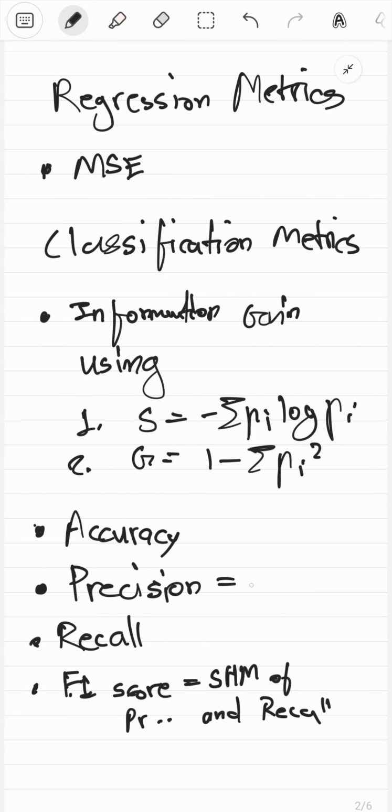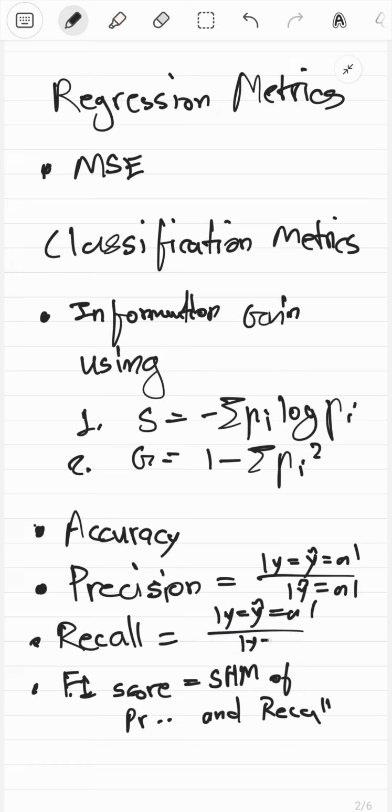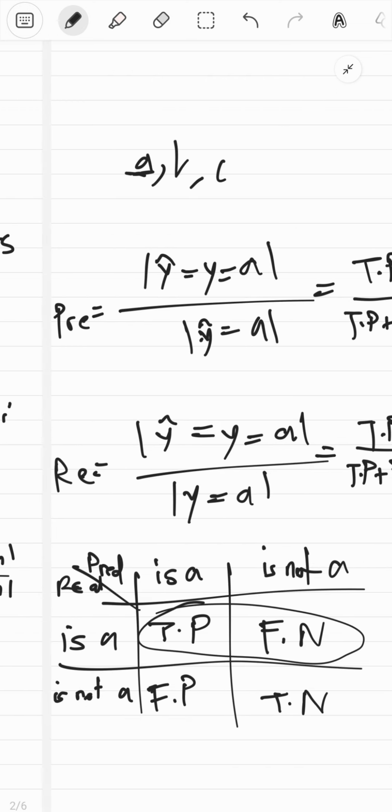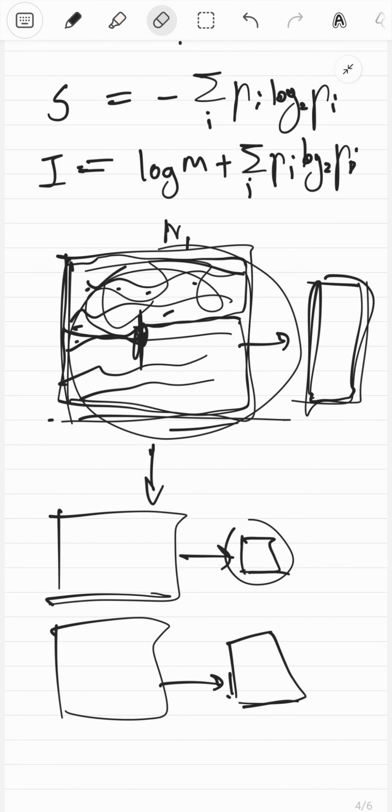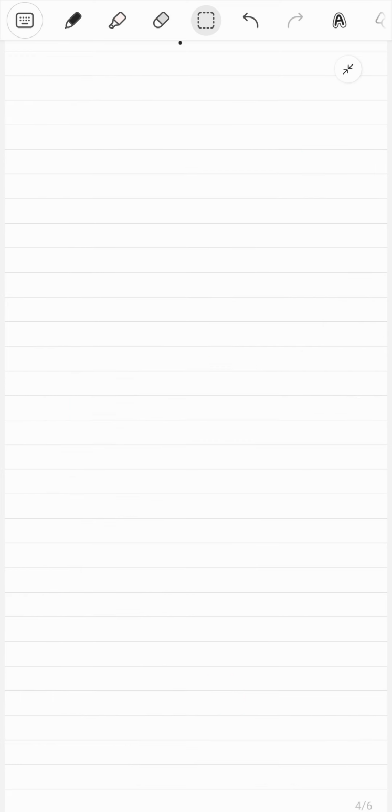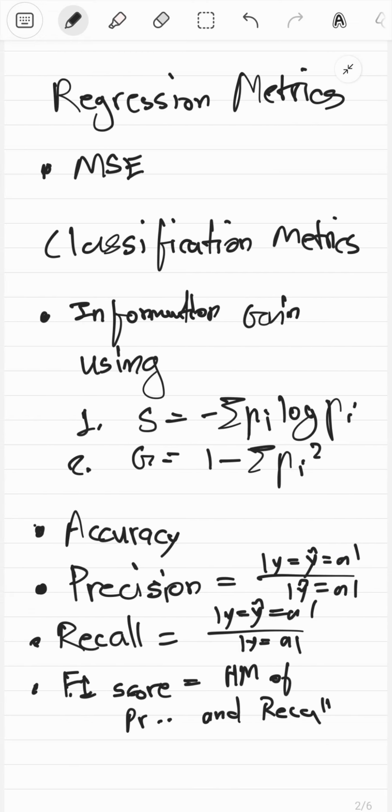So precision is just this quantity: y equal to y hat equal to A upon y hat equal to A, and the recall is y equal to y hat equal to A upon y equal to A. Alright, F1 score is the, sorry, why am I writing SHM? It should be harmonic mean, just HM. Okay, so that's the F1 score.